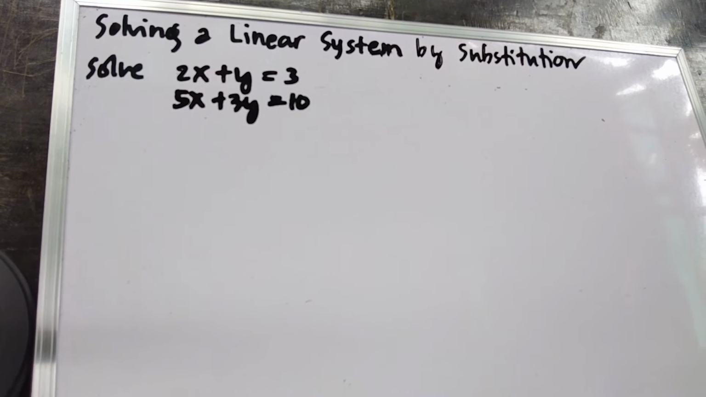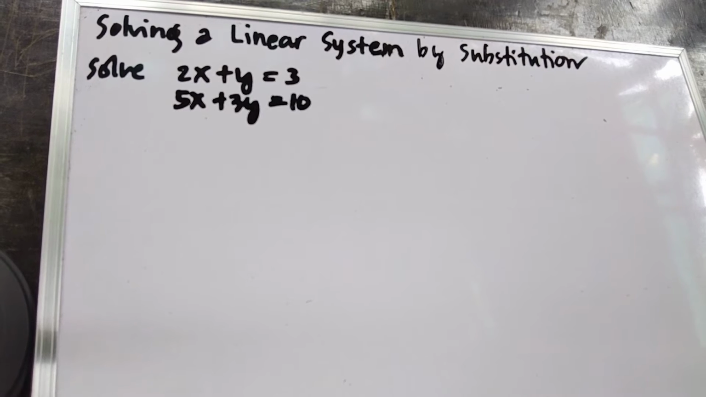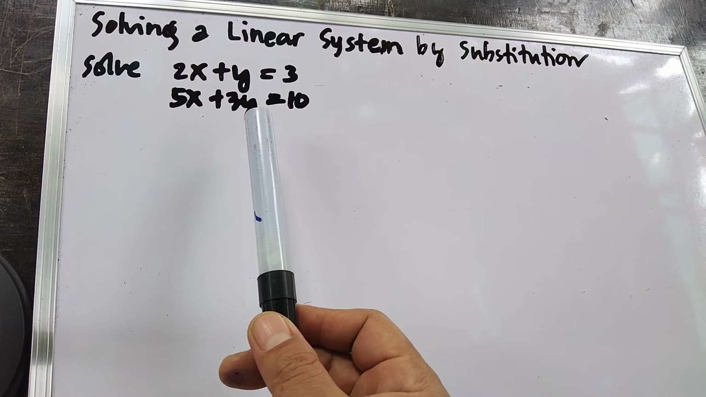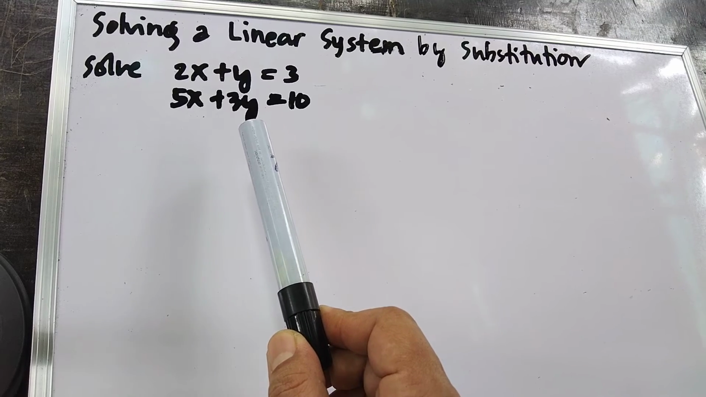Okay, so we are now on another method in solving a linear system of two variables: substitution. Before, we already discussed and learned about elimination. Substitution is very useful for solving linear systems in which one variable has coefficient 1 or negative 1. It is easy if the coefficient of the variable is 1 or negative 1.